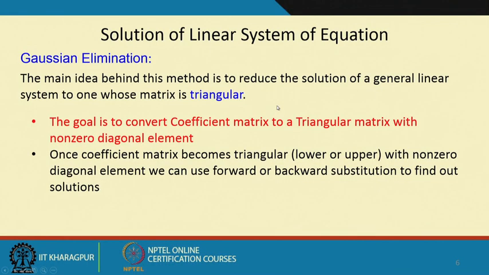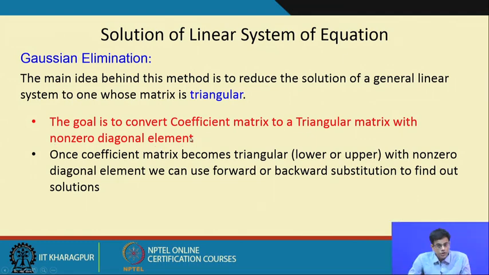So, the goal is to convert the coefficient matrix to a triangular matrix, but we have to keep in mind that the diagonal elements must be non-zero. We have to ensure that the diagonal elements are not 0. If it is 0, then our backward substitution or forward substitution will fail, as we have seen in the last slide.